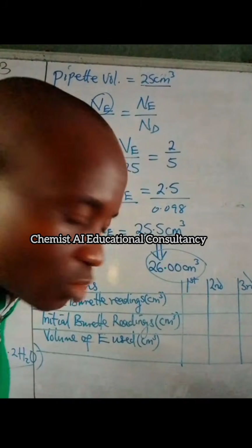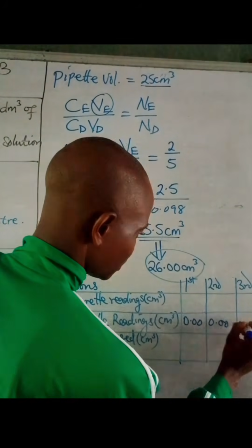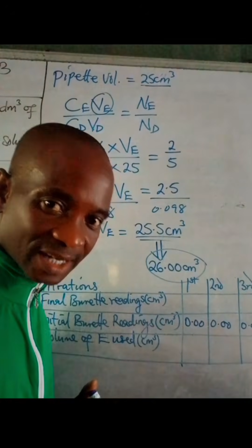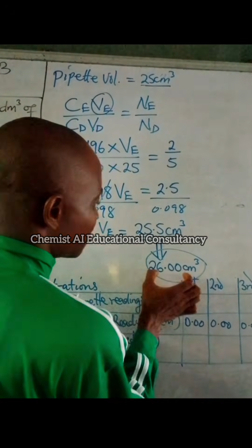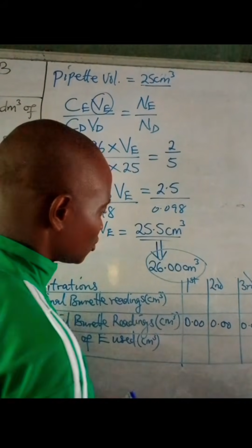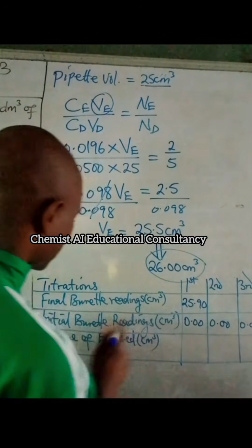I will encourage you to use 0.00 throughout as your initial. Please maintain 2 decimal places. If you are using 1 decimal place, maintain it too. Don't mix the two because you'll be penalized. Now, since this is our average titer, you can remove 0.1 from here and you are going to get 25.90. That is your final burette reading.